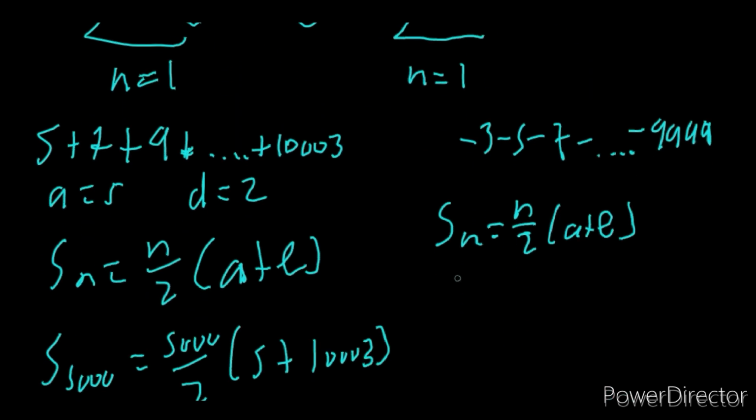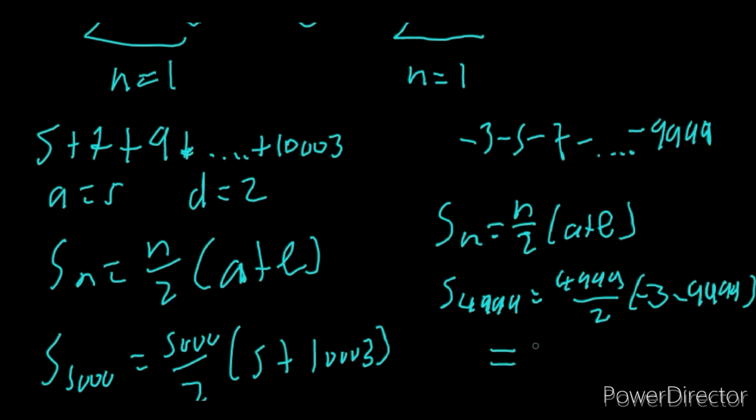So we're going to have the sum of 499 terms, which equals 499 divided by 2. Then we have our first term, which is minus 3 in this case, and our last term is 999. So that's what we have. That is going to give us negative 2499999.